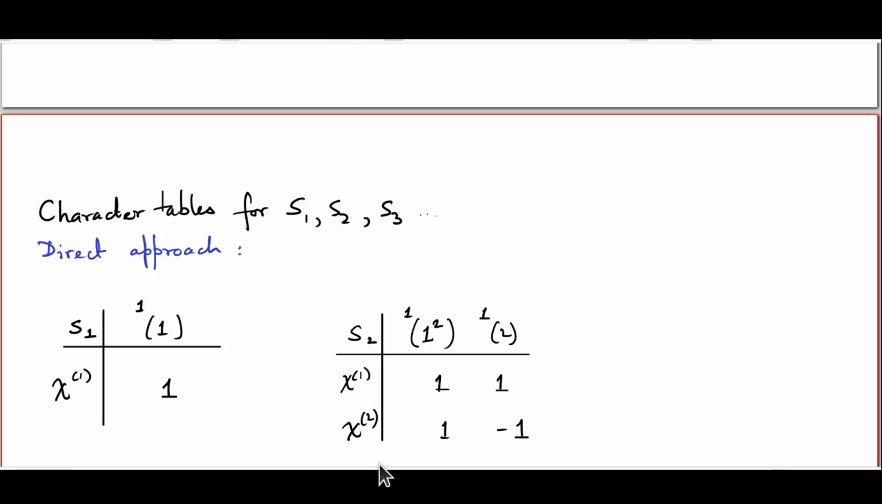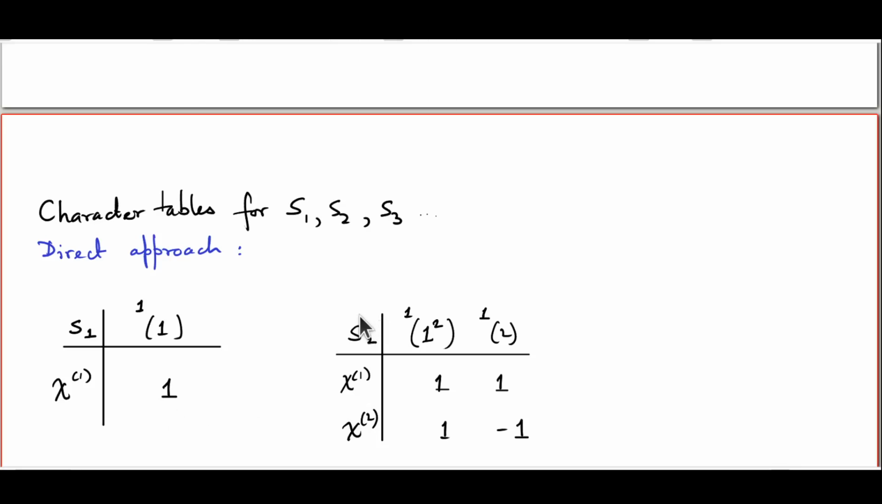Well, for S1, that's pretty straightforward. You have only one element which is being permuted, so there's only one permutation. The element gets taken to itself. That's the identity permutation. A class whose cycle structure is just one, there is only one cycle there, and has only one element, and the corresponding character is trivially the number 1. The identity representation, remember, is something which every group must have. Here S1 has only one class, hence only one irreducible representation, which happens to be the identity representation.